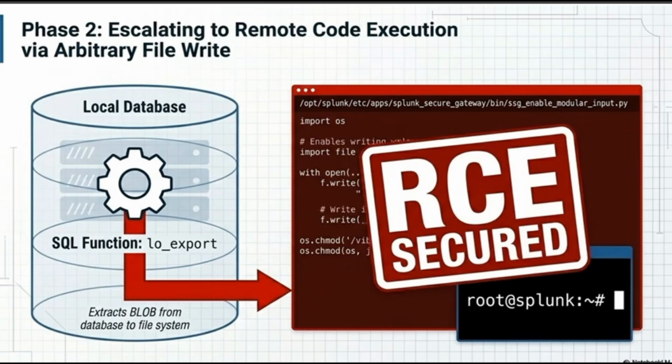And where does it write the script? To a very specific location: /opt/splunk/etc/apps/splunk_secure_gateway/bin, a directory that Splunk automatically executes scripts from. So the next time Splunk runs, or the attacker triggers the right endpoint, the Python script executes. The script gives itself permission, runs its payload, and the terminal result is to get root. Splunk, and your RCE is secured.